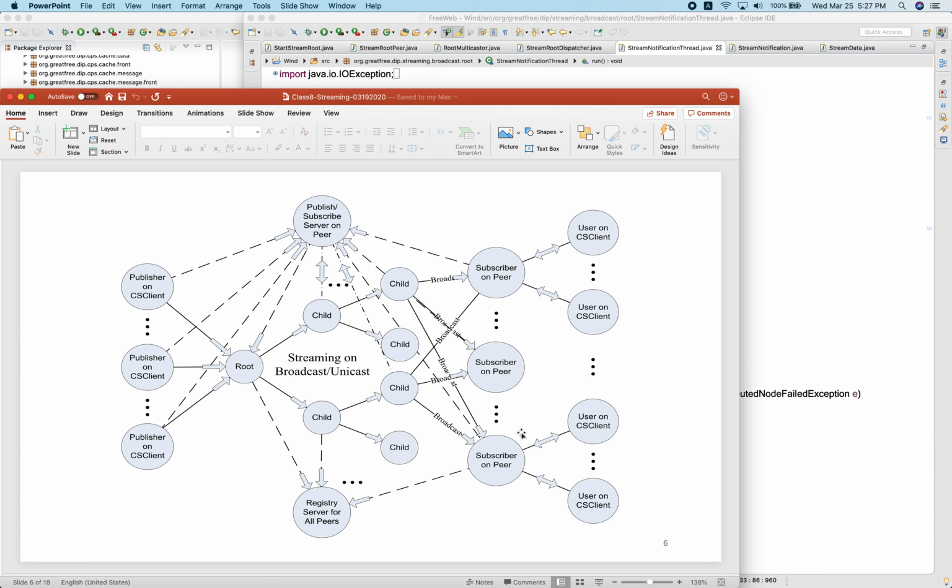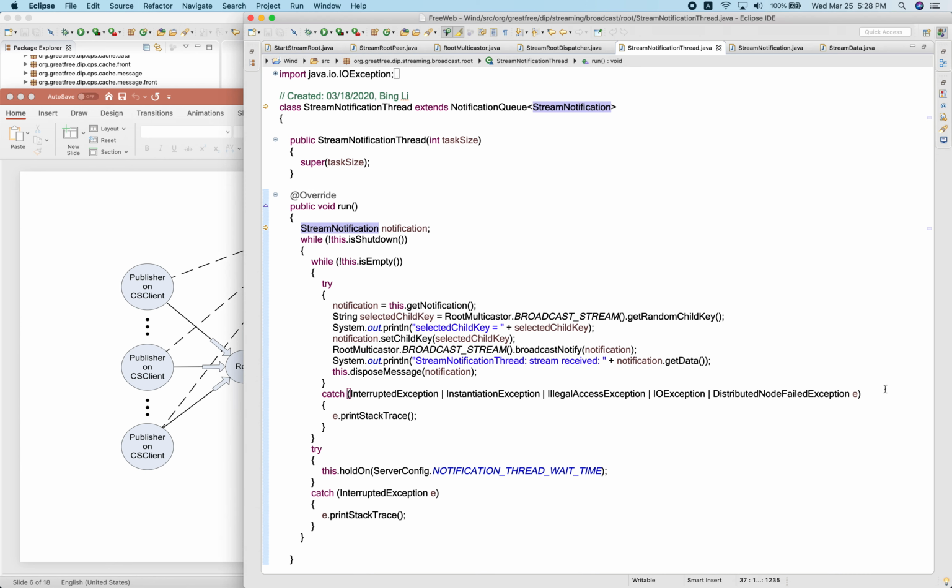However, a lot of subscribers need to access such data. At this time, because broadcasting is used, all the children are the same in terms of the data, right? All the children are the same. So only one child needs to be selected to perform broadcasting for all the subscribers. So which child is selected? Here we selected randomly.